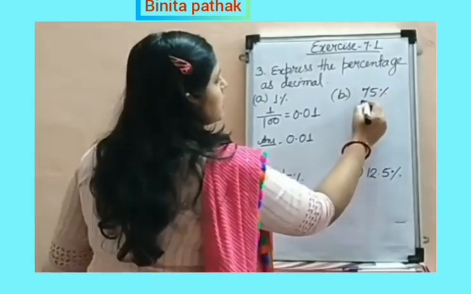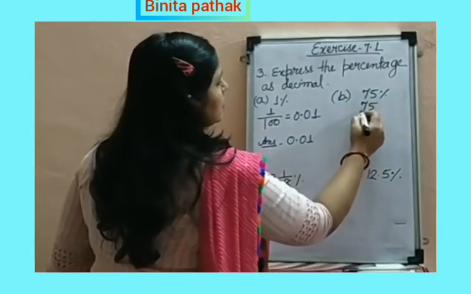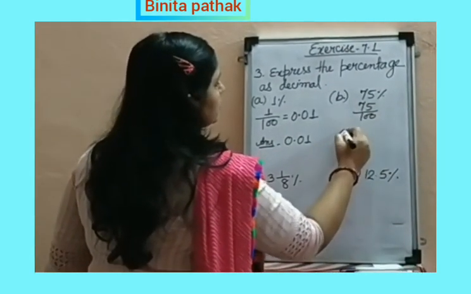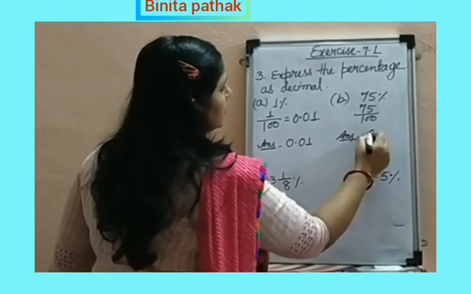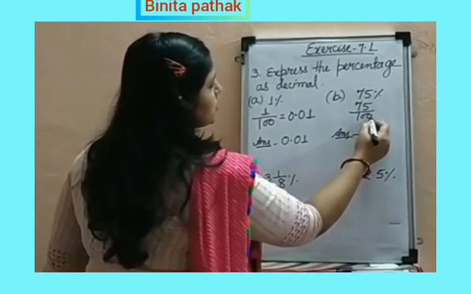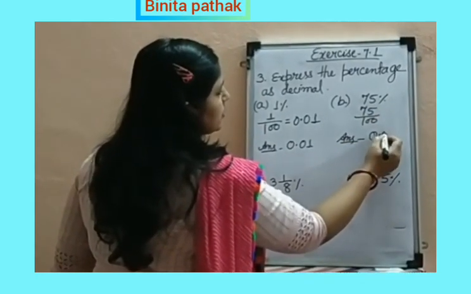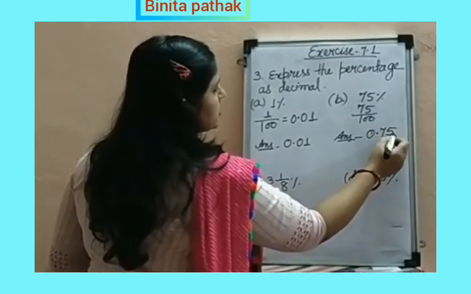75%. Remove the percent sign: 75 upon 100. So the answer will be 0.75, because there are two 0s here. So after the decimal there will be 2 digits: 0.75.